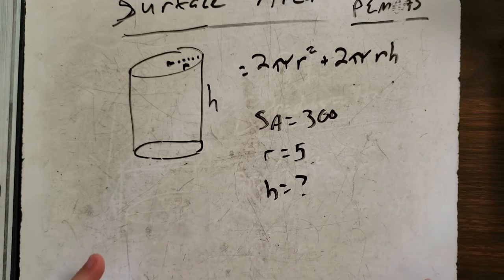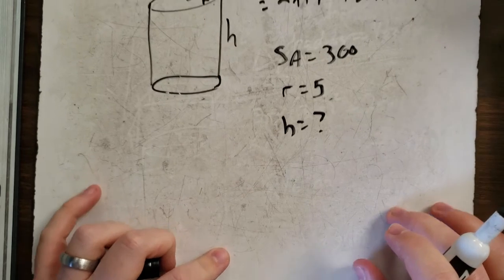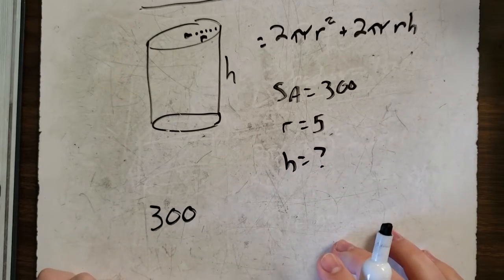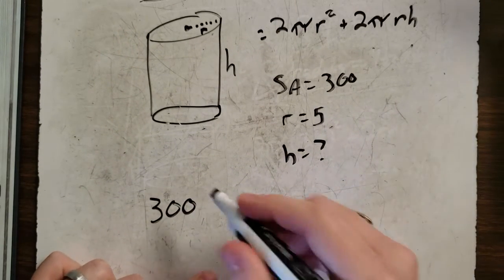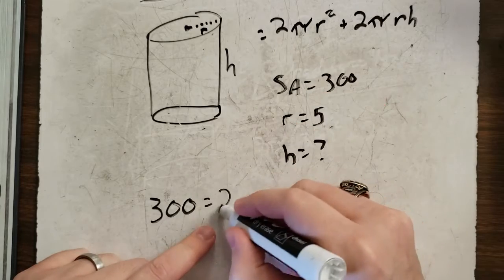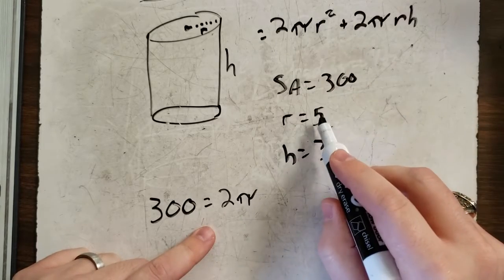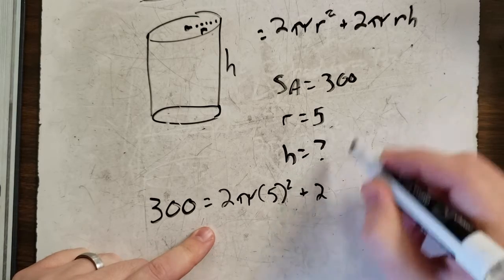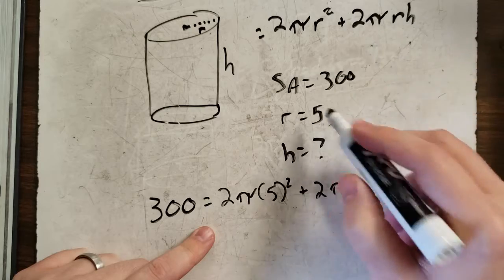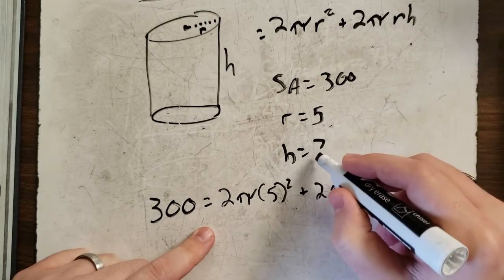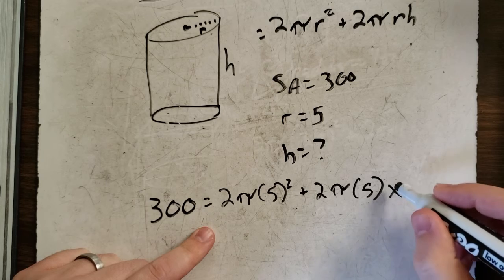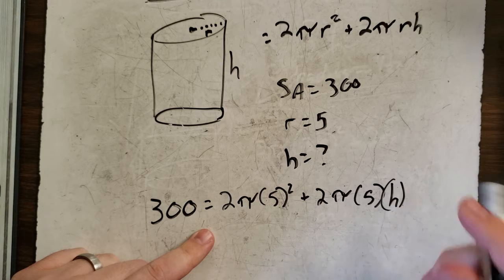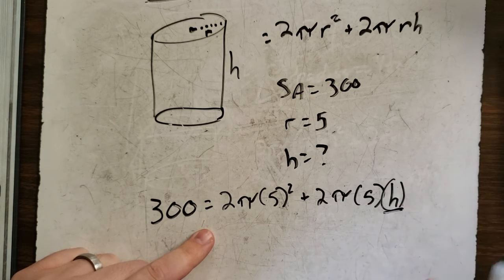So let's write it out, okay? If our surface area is 300, so the whole thing is 300, okay? Now, that's going to equal our formula. So 2 pi, our radius is 5, so 5 squared, plus 2 pi, our radius is 5, and then h, which is what we're trying to find. I'm just going to put h, because we need to find h. This is the letter we're trying to find.